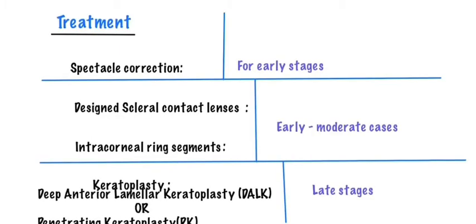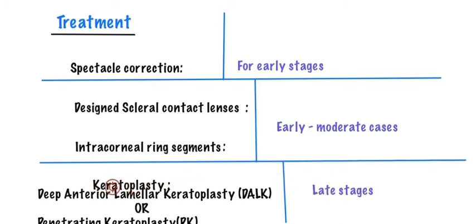Next is the treatment. Treatment of keratoconus includes spectacle correction for early stages of keratoconus, but you know it is not fully corrected if it has reached the middle or later stages. So for early to moderate cases, you can use designed scleral contact lenses, intracorneal ring segments. So how do intracorneal ring segments help? They actually help the flattening process to occur in the cornea. So the cornea is actually bulged in keratoconus, but the intracorneal ring segments will help to flatten out the bulged out cornea.